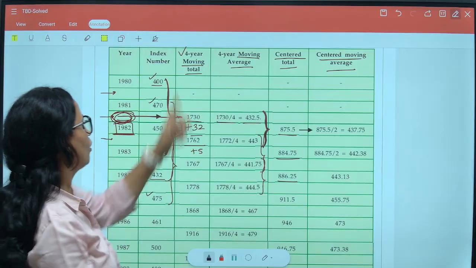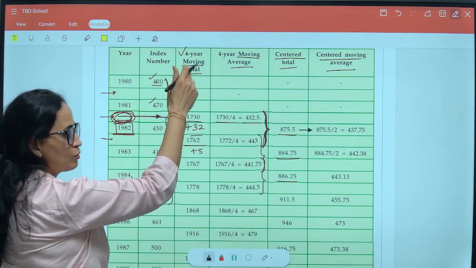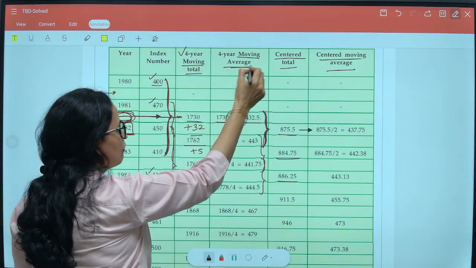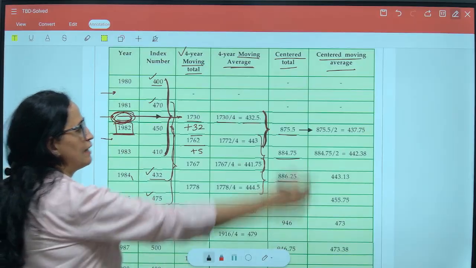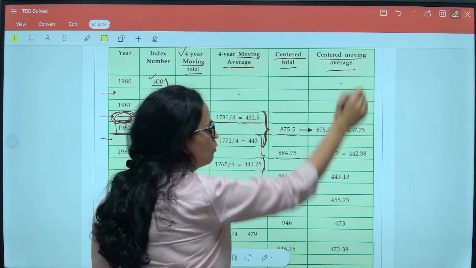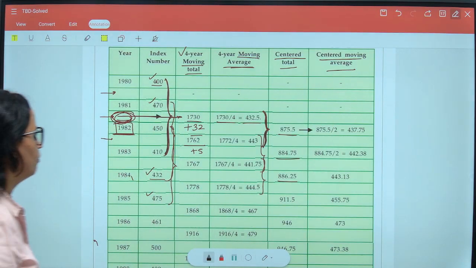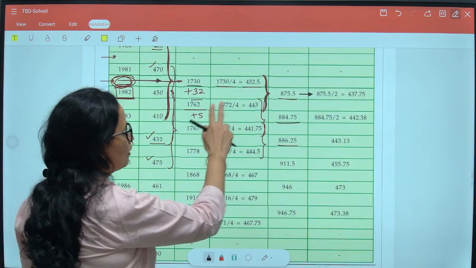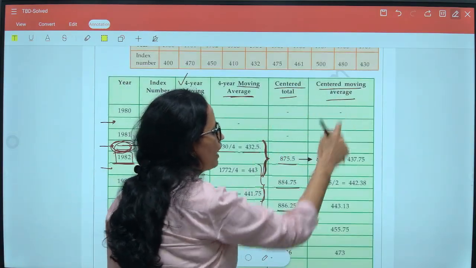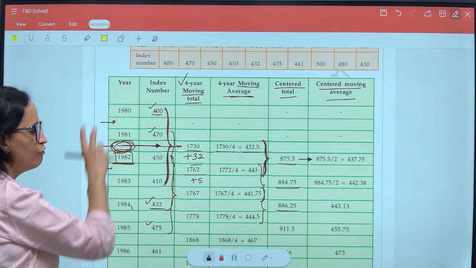So the headings for all the columns: 4-year moving total, first you calculate the total, then the average 4-year moving average, then the centered total, and then the centered moving average. Understood? Perfect. So this is how you calculate the centered moving average for every block of 4 years.